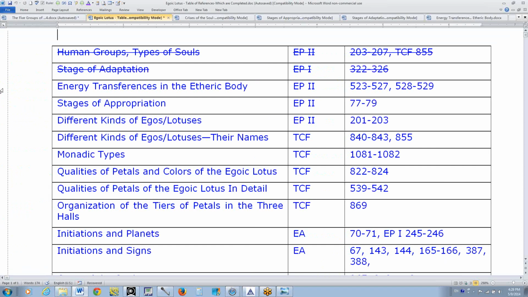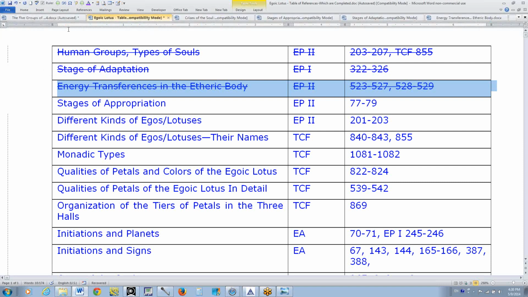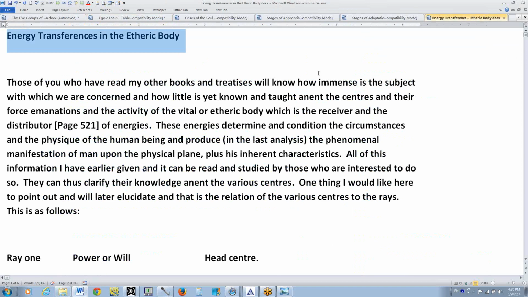And maybe I should not yet cross this out, but let's just say that we will be doing this, however many programs it may take. So, all right. So now we go on to this energy transferences within the etheric body, and this begins around page 520.